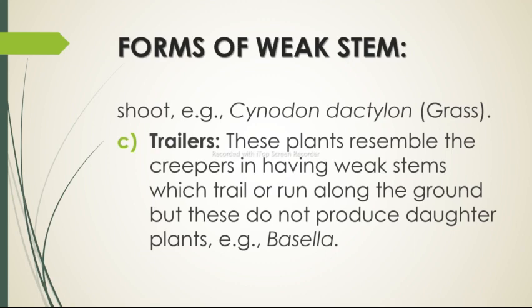So the third type is the trailers. These plants resemble the creepers in having weak stems which trail or run along the ground, but these do not produce daughter plants, for example in Basella.